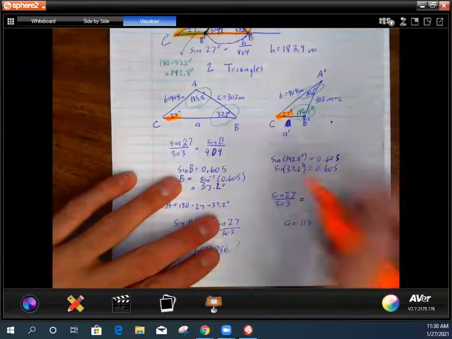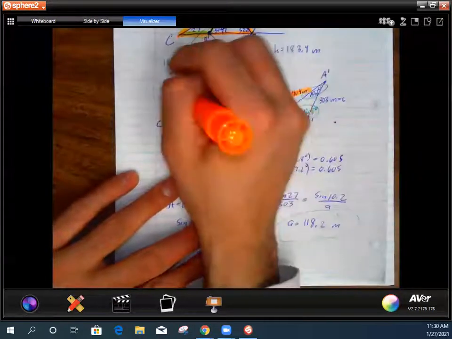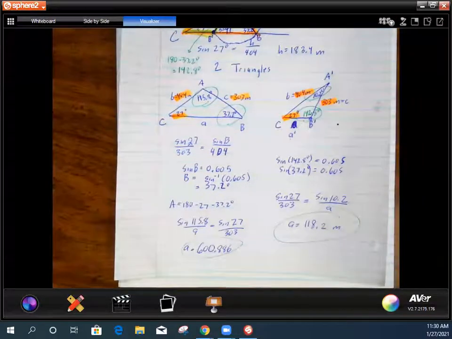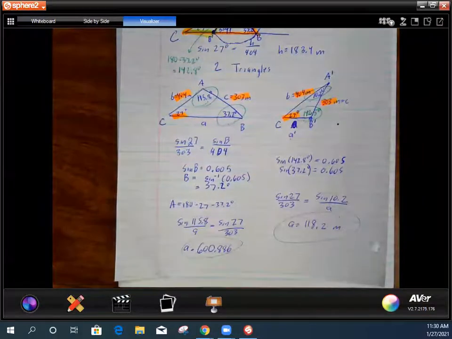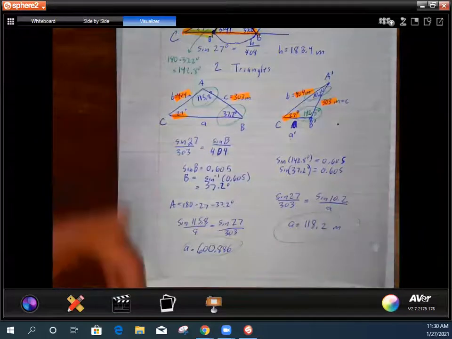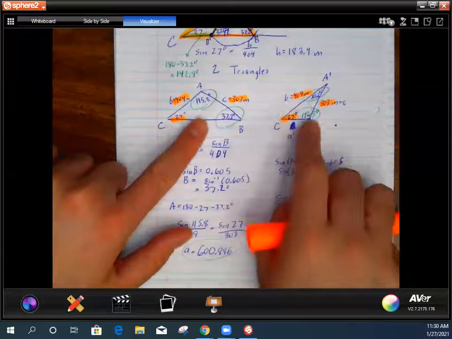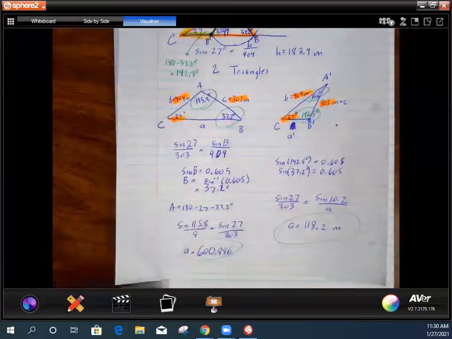So in both these triangles, they both have a given angle that's 27 degrees. They both have an adjacent side that's 404, and they both have an opposite side that's 303, which is why this is called the ambiguous case. It's not clear that there's only one triangle. There's two triangles that can have that, and we just solve for both of them. And we just use the law of sines.